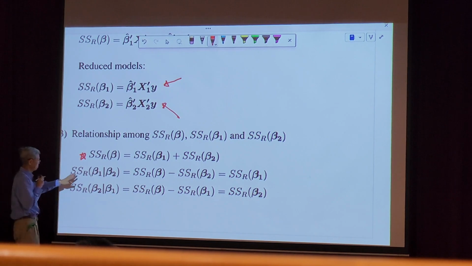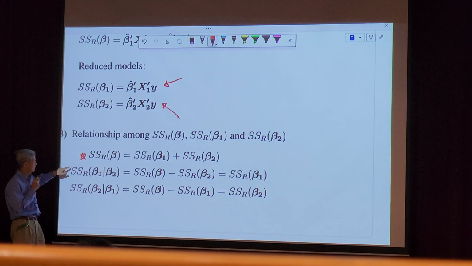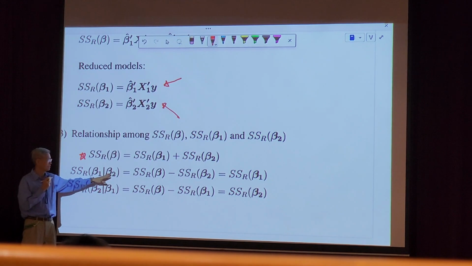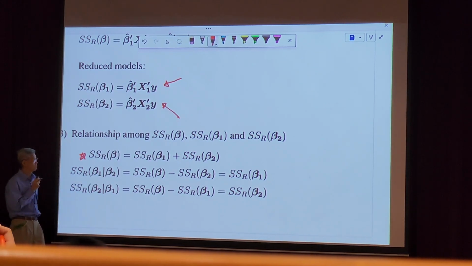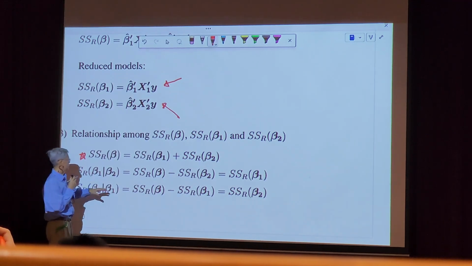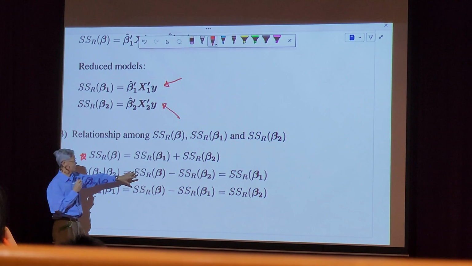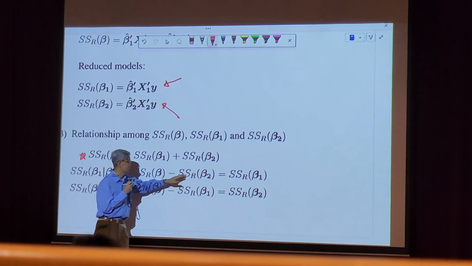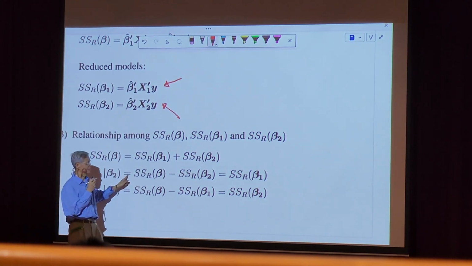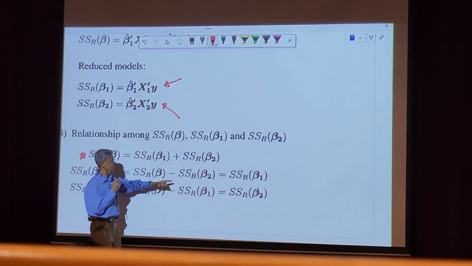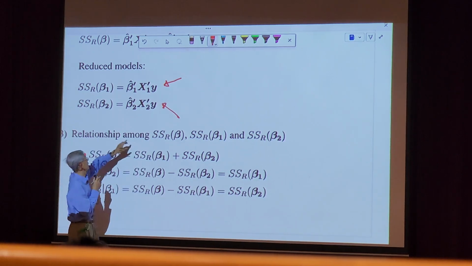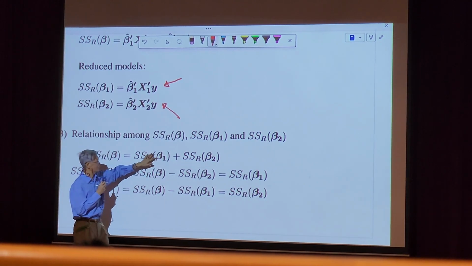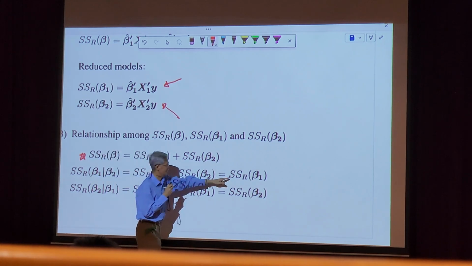Now let's look at this. This is more interesting. This is the regression sum of squares of beta 1 after we've accounted for beta 2, X2. According to the definition, it is the sum of squares regression for the full model minus this. So this is the definition. But what is SSR beta? SSR beta is the sum of the two. So this sum minus this, you get SSR beta 1.